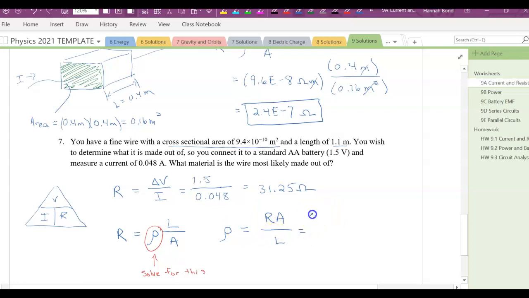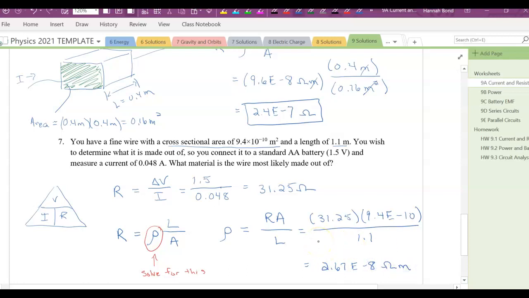Okay, so we found the resistance. It's 31.25. They gave me the area. I don't have to calculate that. It's 9.4 e to the negative 10th. The length is 1.1. Okay, so let's see, 31.25 times 9.4 e to the negative 10th divided by 1.1, and I get 2.67 times 10 to the negative 8th ohm meters.